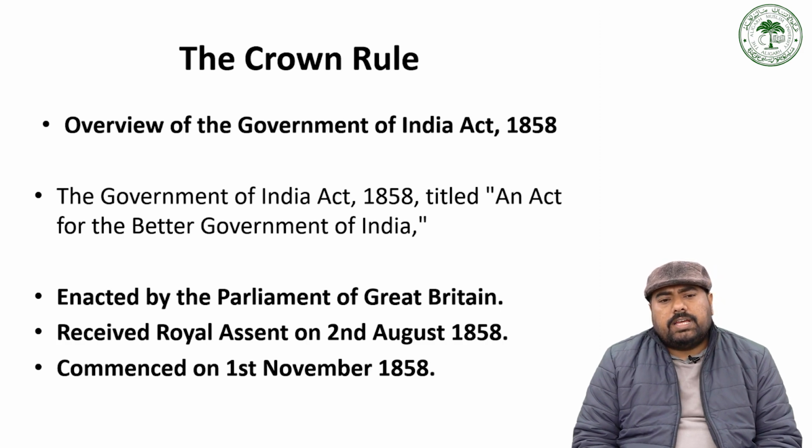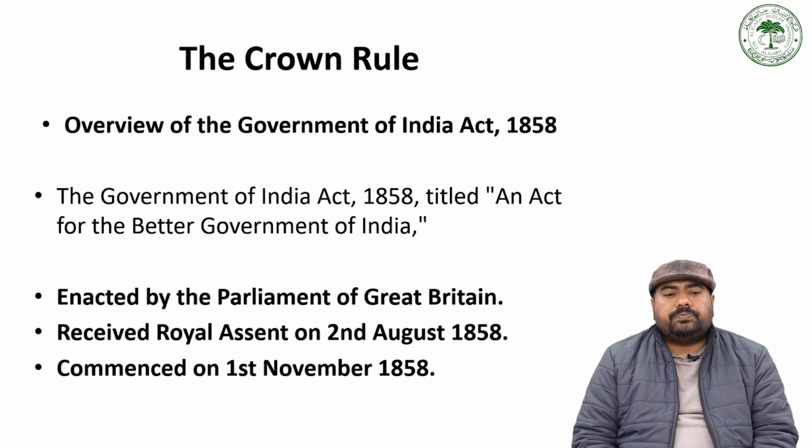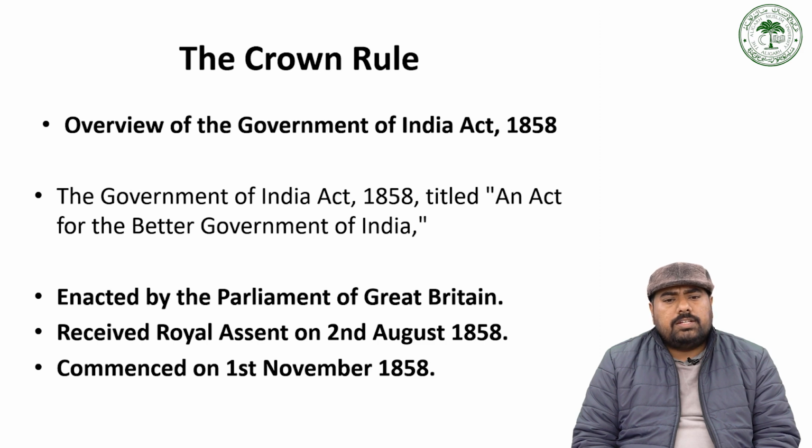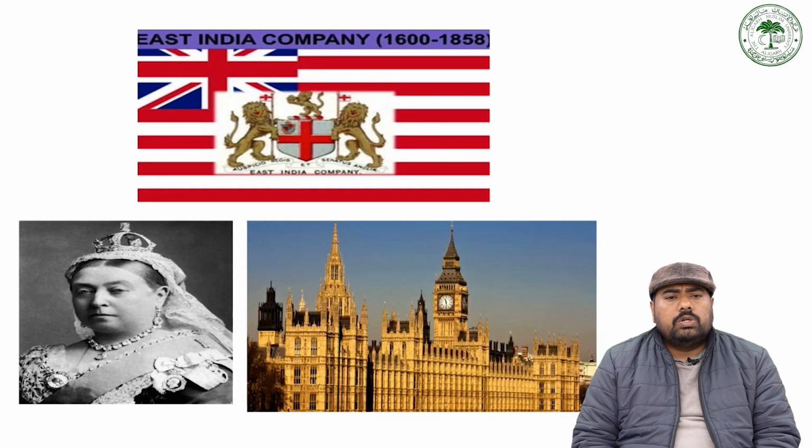This act was enacted by the Parliament of Great Britain, received royal assent on 2nd August 1858, and commenced on 1st November 1858. On the screen, at the top, is the East India Company's flag. From 1600 to 1858, after various wars and jostling in the two and a half century rule, from a very small territory, the East India Company expanded into a larger administrative machinery, which got abolished by the Government of India Act 1858.